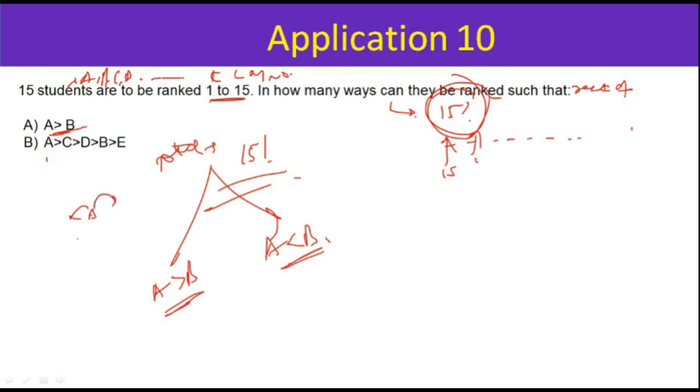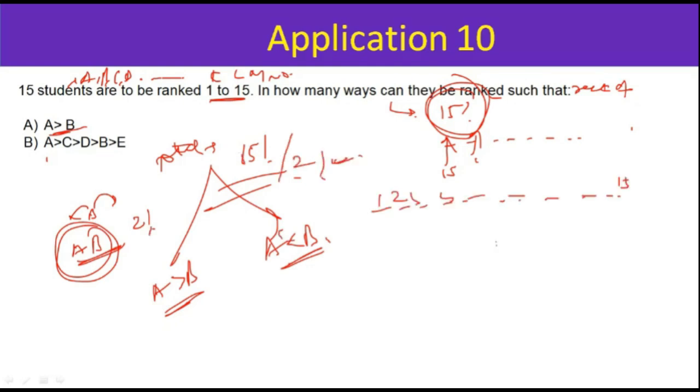So because these are 2 people, A and B, they can be arranged in 2 factorial ways. And hence, by symmetry, we can say, because there is no additional constraint, in half of the cases, A will be greater than B, in half of the cases, A will be less than B. So the answer to the first question becomes 15 factorial by 2 factorial.